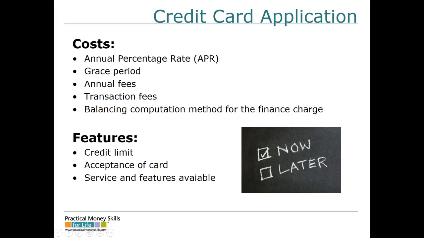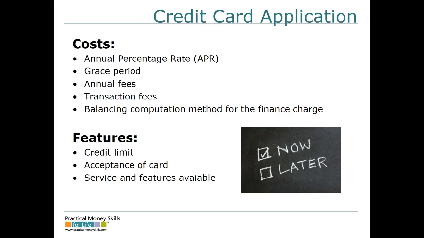When you're applying for a credit card, you need to consider a number of things. Number one, under cost, you need to consider what the annual percentage rate is, how long the grace period is, whether there are annual fees, transaction fees, and how they compute the balance for the finance charge. How do they calculate that balance? All of those things may make a difference when you're comparing different credit cards.